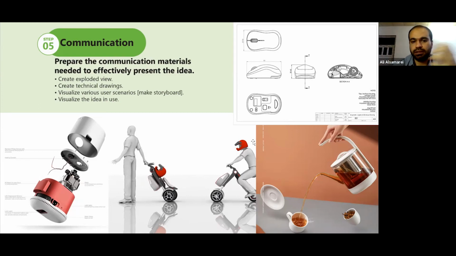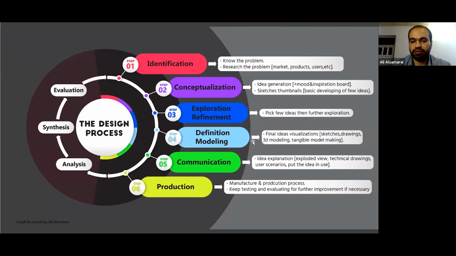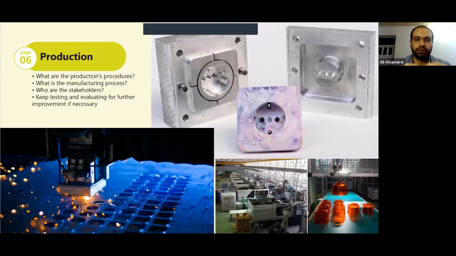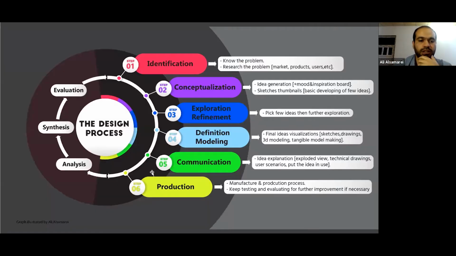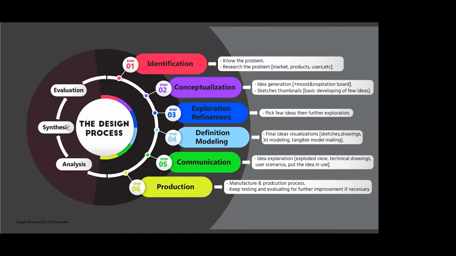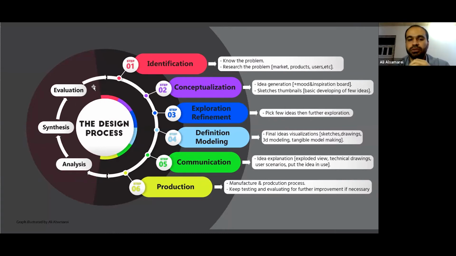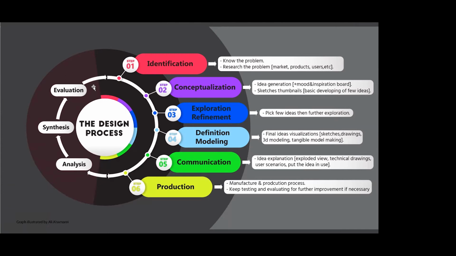At the end, that's it. You have the product, you start manufacturing the product. And this is where, if you have the research already done about the manufacturing process, you just go ahead and start manufacturing. Then after that, you keep testing, evaluating. You start going again, analyze, synthesize, evaluate, and continue until you have a final really good design at the end.